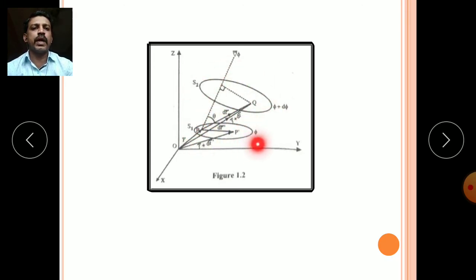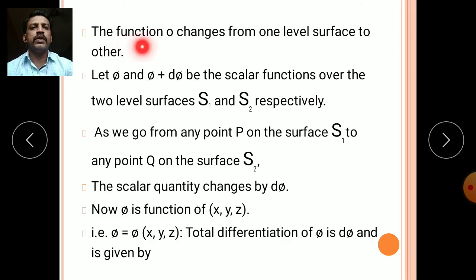Here grad phi is shown, and phi plus delta phi, because there is a change between the two surfaces. It is shown by phi plus delta phi and phi. If function phi changes from one level surface to the other, let phi and phi plus delta phi be the scalar function over the two level surfaces S1 and S2 respectively. As we go from point P on the surface S1 to any point Q on the surface S2, the scalar quantity changes by d phi.